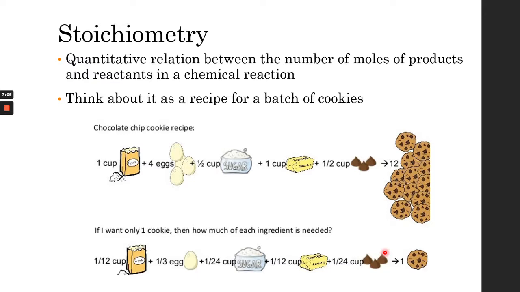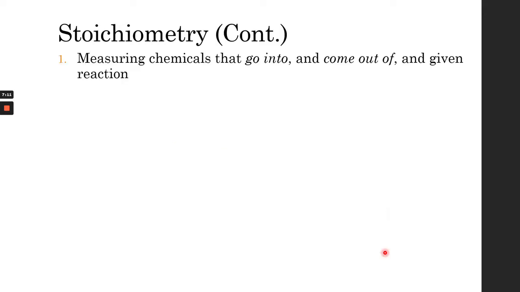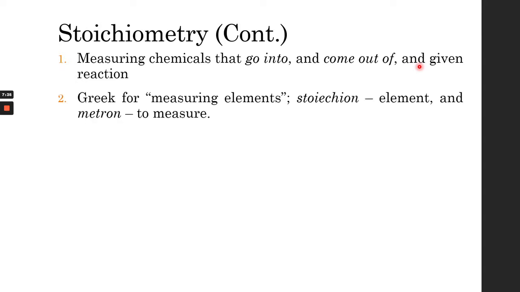How do we perform stoichiometry? What we do in stoichiometry is we measure the chemicals that go into and come out of a reaction. The substances that go in are the reactants, and what comes out are basically the products of those reactants in any given reaction. Stoichiometry is basically a Greek word for measuring elements. Stoichiometry is Greek for element, and metron is to measure.